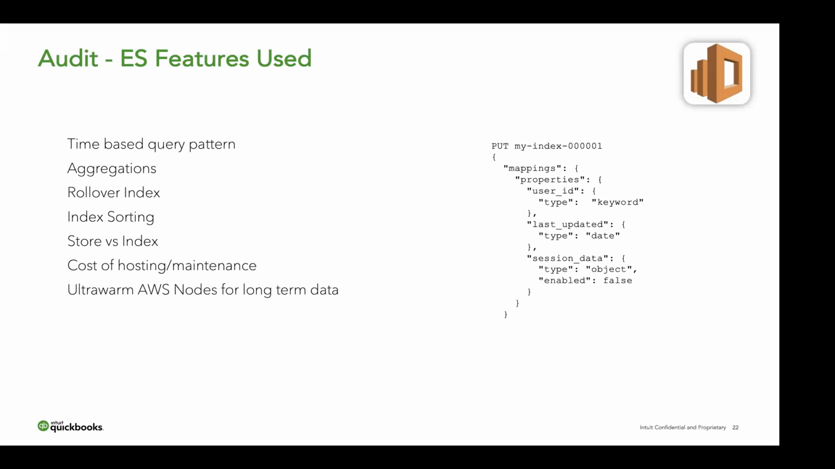Store versus index is another thing, wherein we don't actually index the payload that is coming in. We only store it. That is important because Elasticsearch has a threshold of how much you can index, and indexing will also affect your performance. We don't necessarily need to index it; we just need to store the data as is. And it provides you a really nice feature on the right. You can just say enabled equal to false, and it will just store the data, not index it.